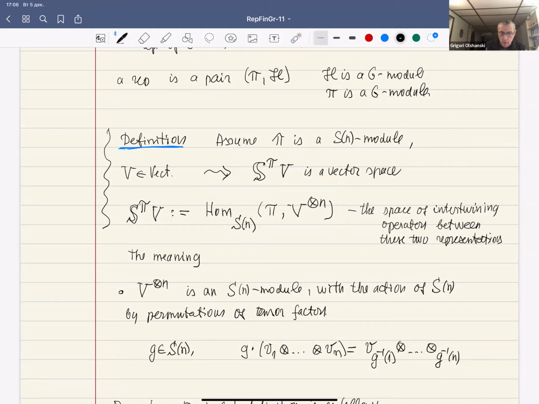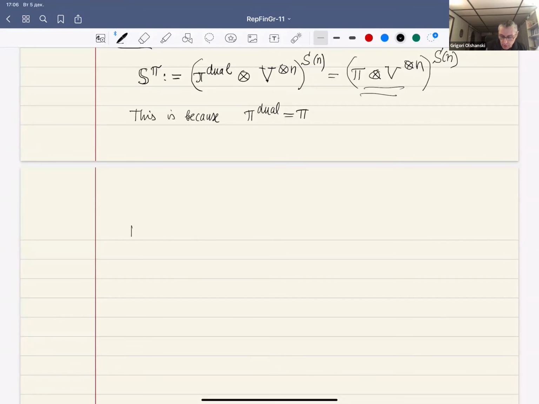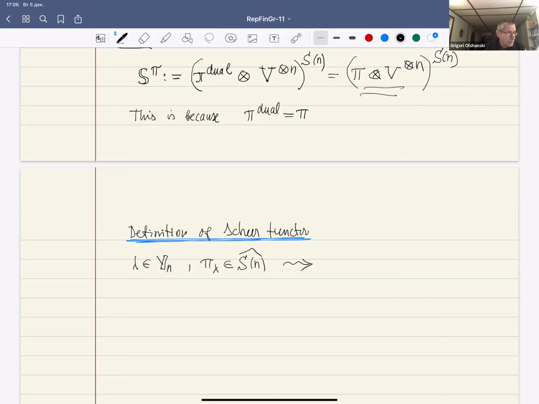Now I can define what is the operators. Is it as follows? So given lambda is a Young diagram of n boxes, and pi sub lambda is the corresponding irreducible representation, and instead of writing this, we just write this.